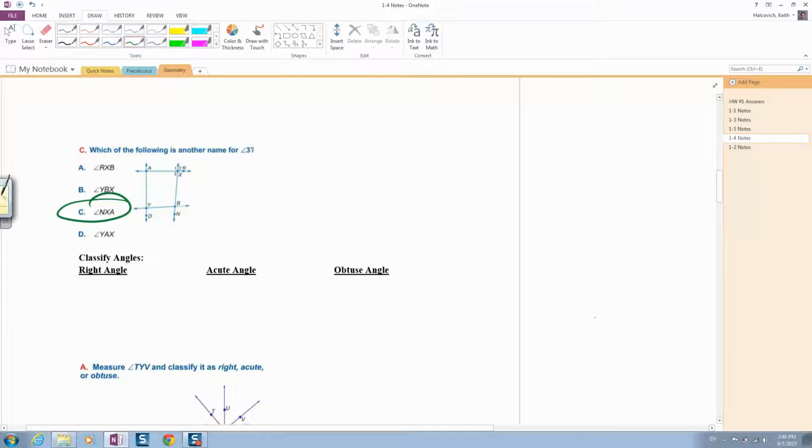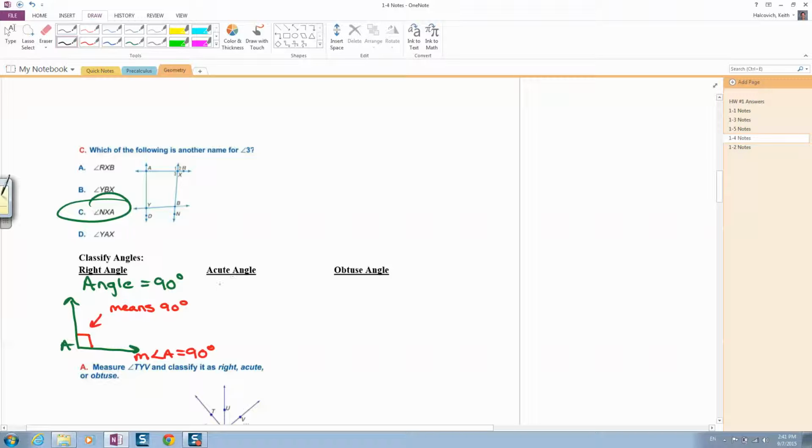When you classify angles by their measure. So for example, a right angle, the angle is equal to 90 degrees. So for example here, drawing angle A, if there's a little red box here, that means 90 degrees. So the measure of angle A here is equal to 90 degrees, and that means it's a right angle.